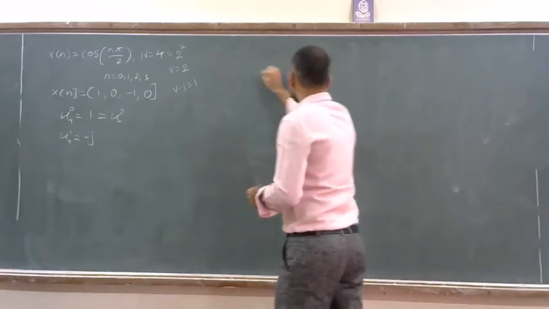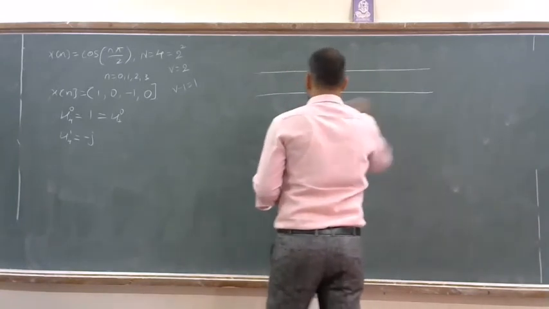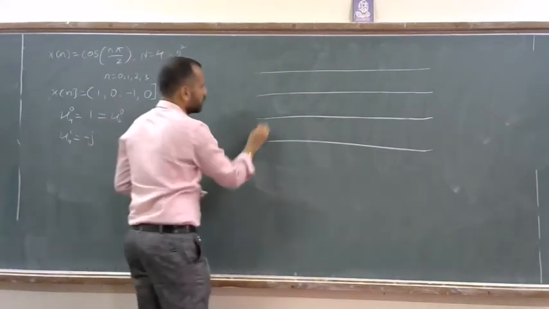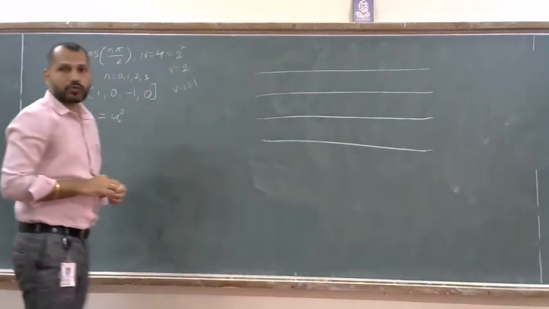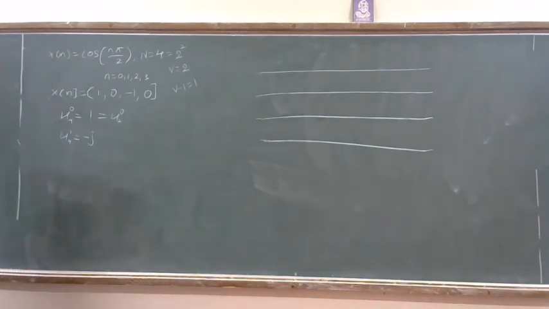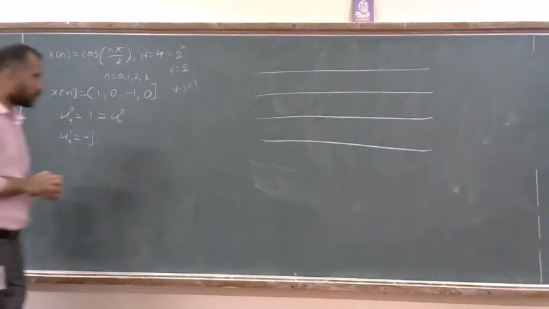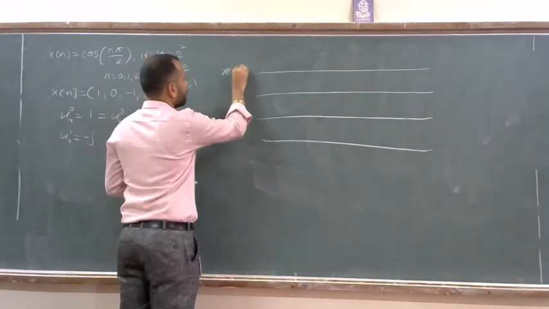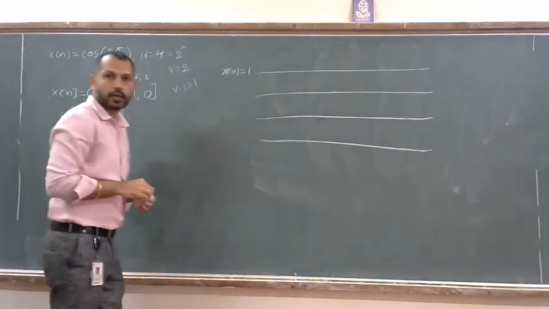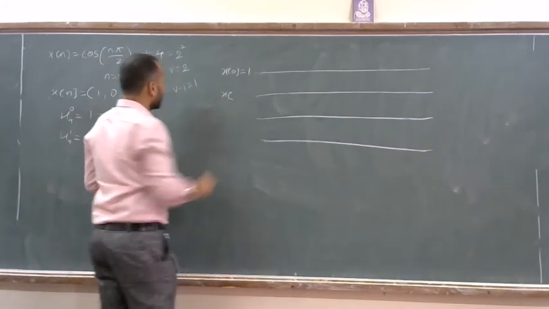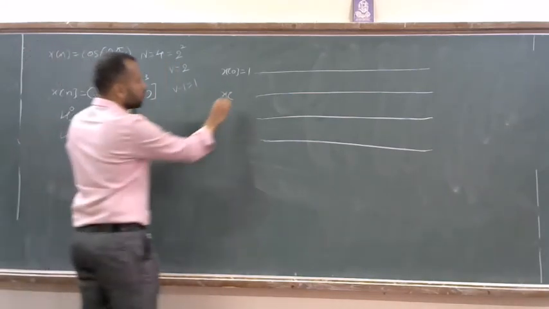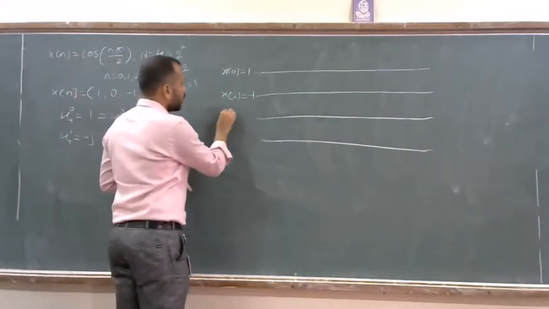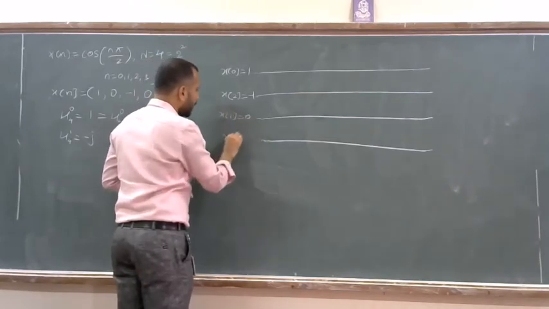Okay, so let's directly draw this signal flow graph. Now, what has to be the inputs? Inputs will be in the natural order or bit reversed form? Bit reversed form. First sample will be x of 0, which is equal to 1. Second sample, instead of x of 1, it will be x of 2 because it is bit reversed, whose value is minus 1. And next, x of 1, which is equal to 0, and lastly, x of 3, which is equal to 0 again.